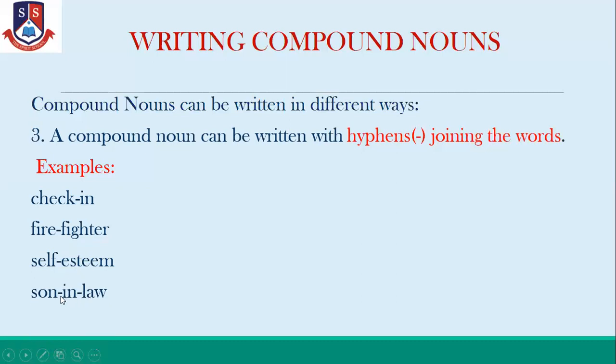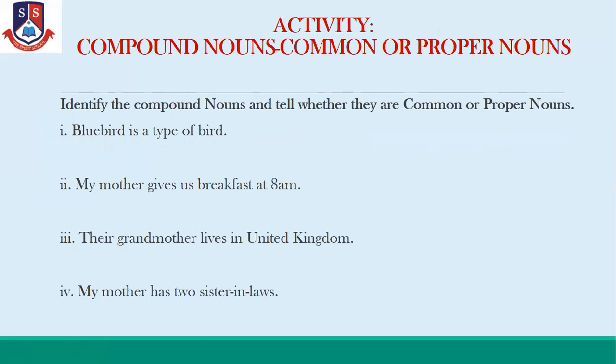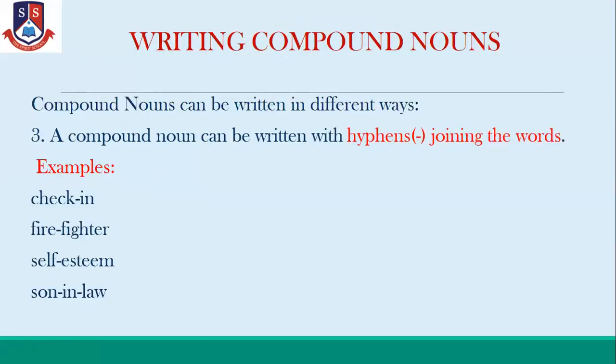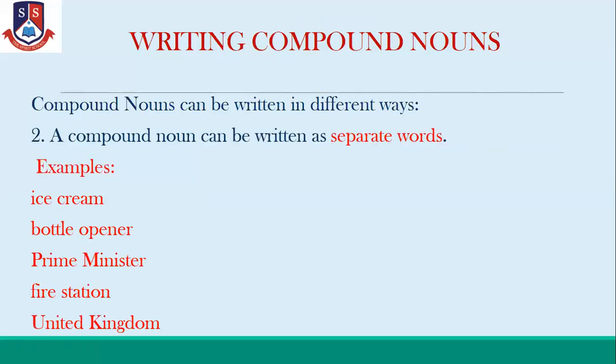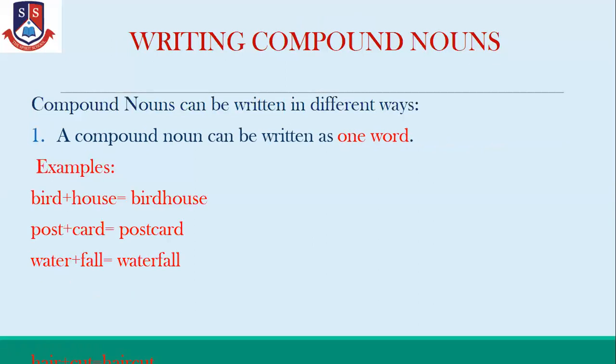Son-in-law. You see, there are two hyphens in it, and it is making a compound word. Now, students, we have done with three types of writing the compound nouns. The first we have studied is that you are going to write the compound nouns by writing the two words together without any space in them as one word. By writing the two nouns together without giving any space, a single word is a compound noun.